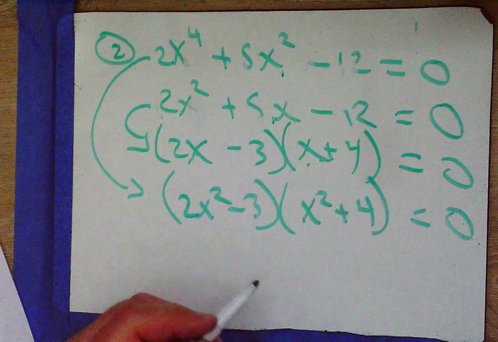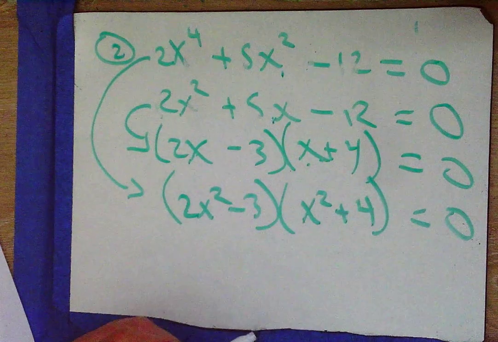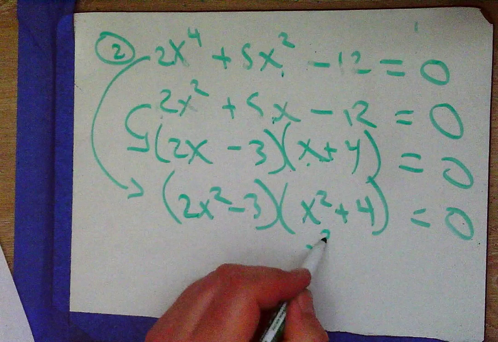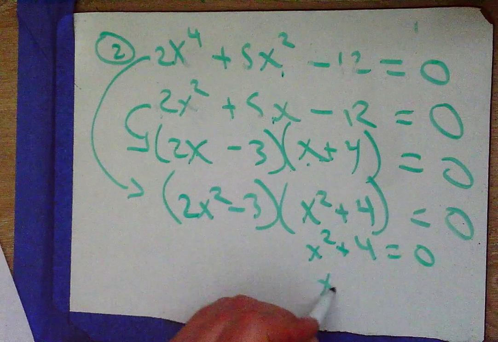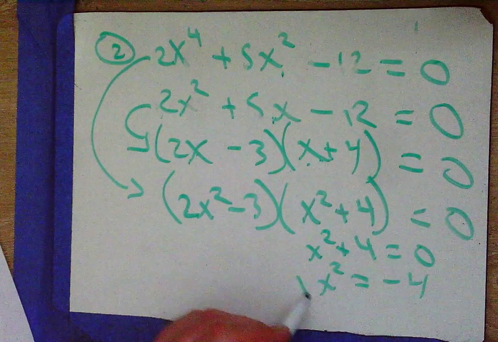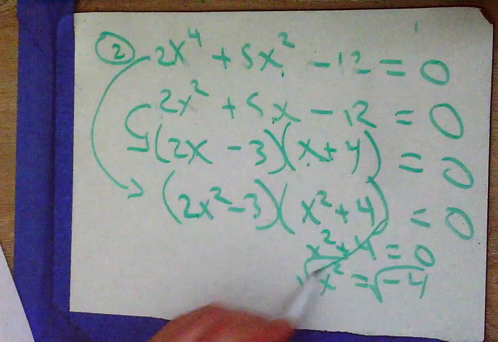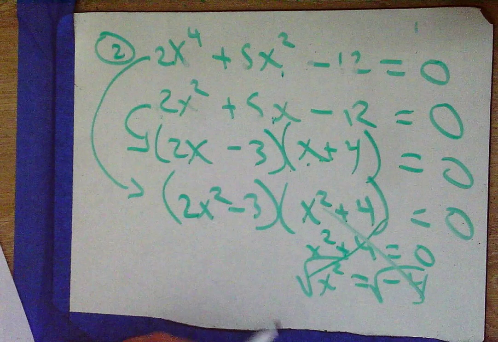Now what are we supposed to do? Well, we're supposed to set each factor equal to 0. X squared plus 4 equals 0. X squared equals negative 4. Uh-oh, I can't take the square root of a negative, so that doesn't produce any real solutions.